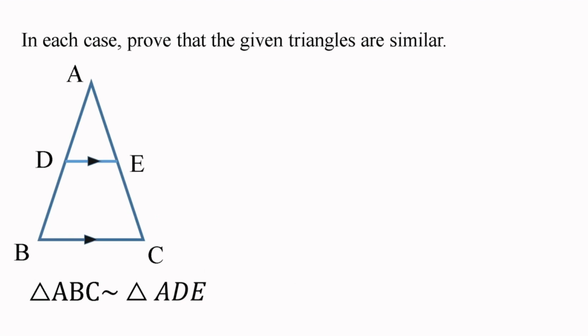Okay, let's solve more examples with each other. I have one triangle here. What does the question say? In each case, prove that the given triangles are similar. In this case, we want to prove that ABC and ADE are similar with each other. As you can see, A is common in both of the triangles, in the larger one, which is ABC, and in the smaller one, which is ADE. So I can write angle A is congruent to angle A. It's obvious it is common between those two.